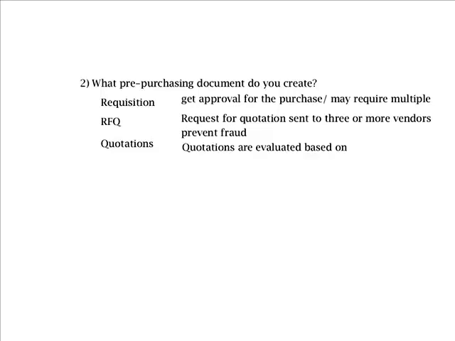There are three things that you can evaluate the quotations on. Price. Delivery time. And quality, not quantity, because we only accept whatever we order. If we ordered 60, we will accept 60. They cannot give us more, they cannot give us less. If they give us less, we only pay for whatever they delivered. So quality is important, not quantity.